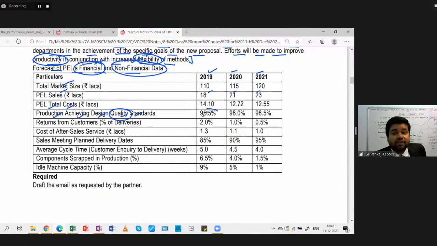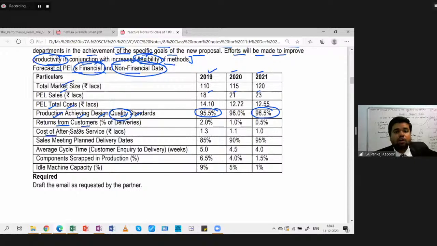What is your success rate? 95.95%. What is your success rate here? 98. It means you are improving your quality. You are enhancing your quality. Return from customer is another parameter to assess whether your customer is satisfied with you or not. Agreed? So this is also given to you, and it will also become a feature of your quality.